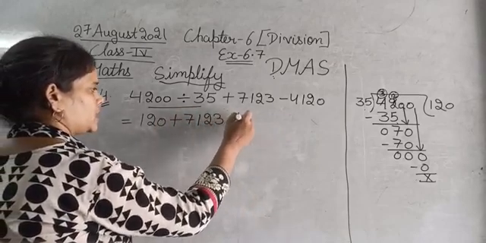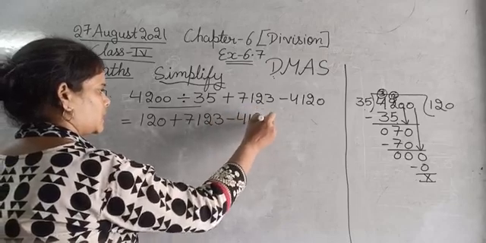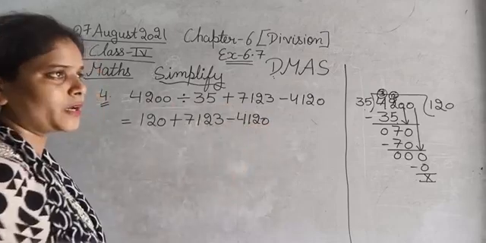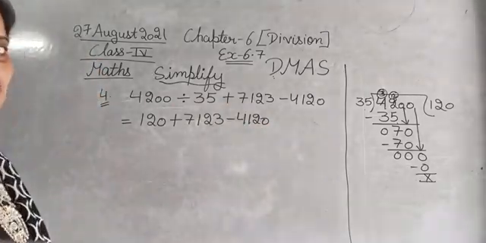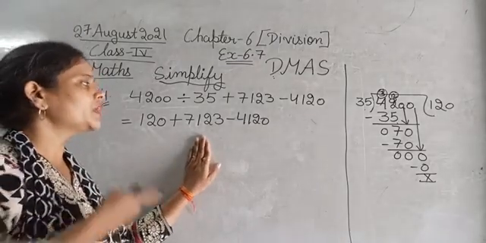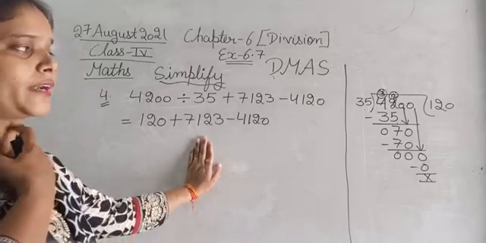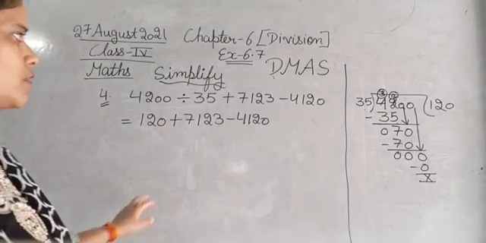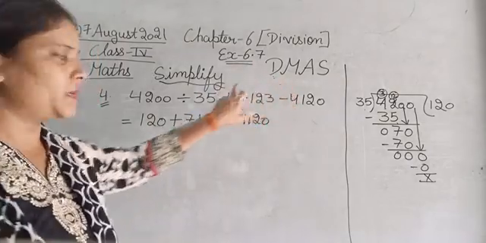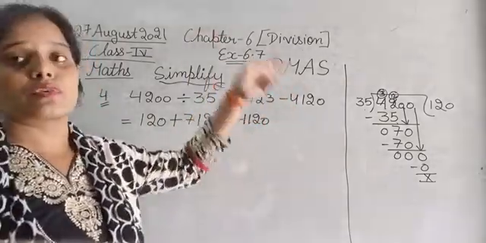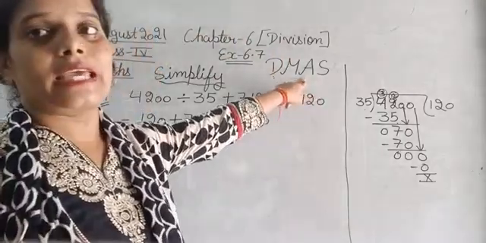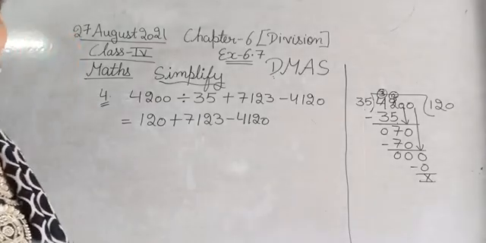Now let's write the rest as it is, plus 7123 minus 4120. You don't need to draw this line, I am drawing it only to explain, beta. Now, 120 plus 7123 minus 4120. So after the division is done, the next is M. M means multiplication, but there is no multiplication here. So we will move to the next one, that is A. A stands for addition. So now we will do the addition.